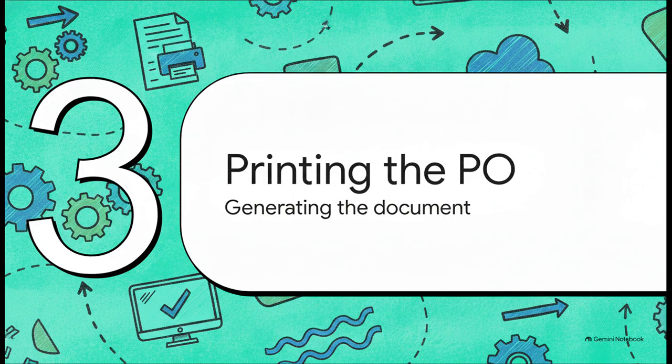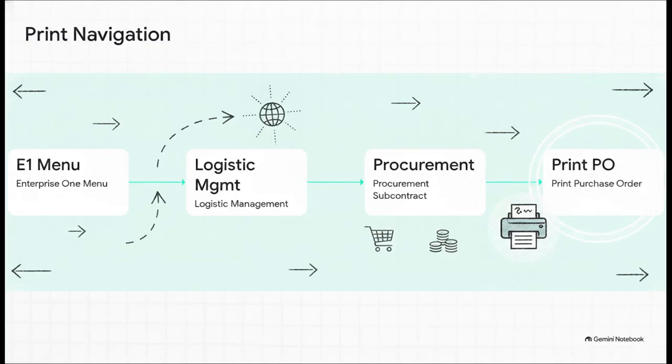Section 3. Printing the purchase order. Let's make it official. Notice how familiar this navigation path feels. We trace back through the EnterpriseOne menu, Logistic Management, and Procurement, right down the exact same logical path we just walked.